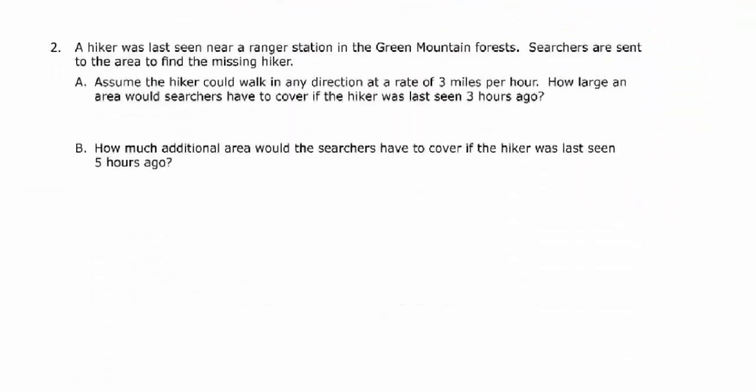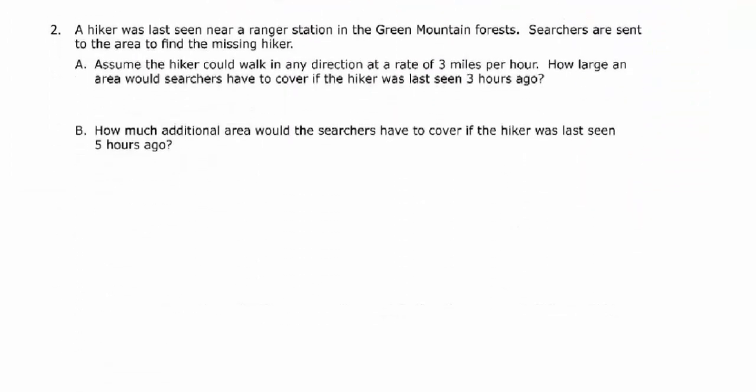All right, let's scroll down. So same idea. We got our hiker again. Man, those green mountain forests are like snagging hikers. All right, so in this case, hiker could walk any direction 3 miles per hour. How large an area would they search if the hiker was last seen 3 hours ago? So here's our important information. 3 miles per hour, seen 3 hours ago.